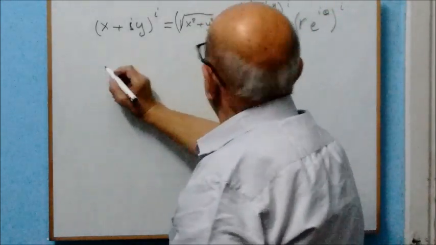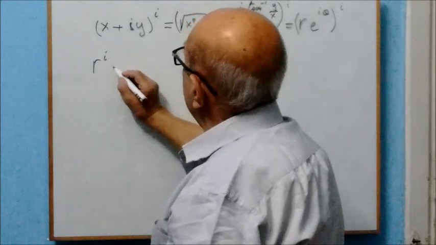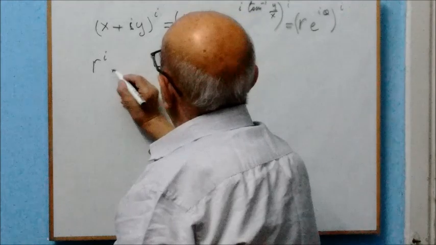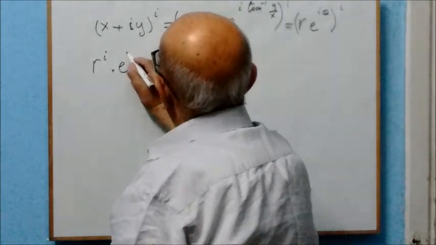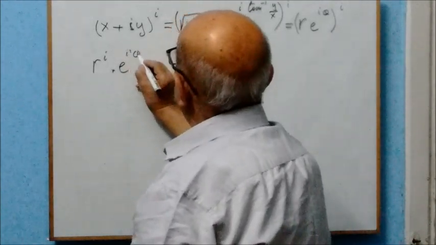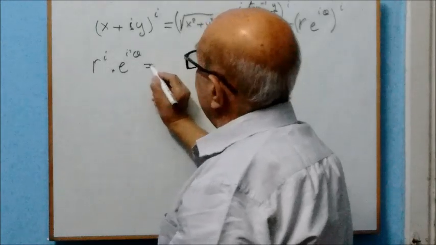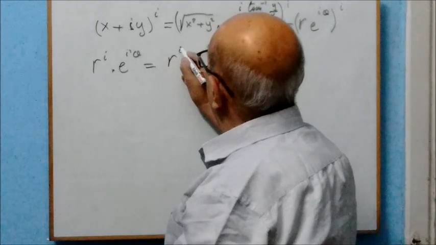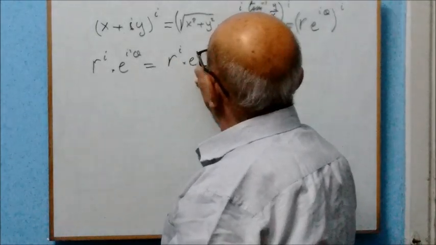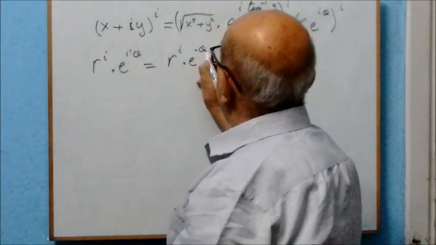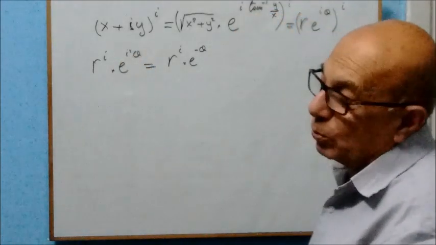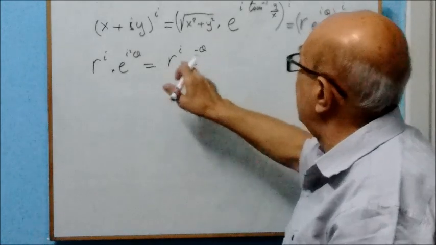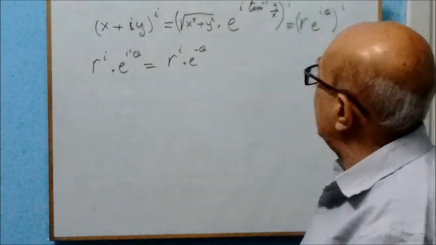Let's raise both quantities to the power i: r to the power i times e to the power i squared theta. It's becoming easy here. r to the power i times e to the power minus theta, i being the square root of minus 1, so i squared would be minus 1. So this is our quantity.